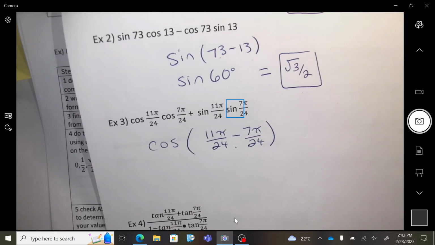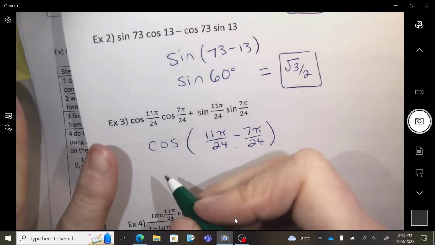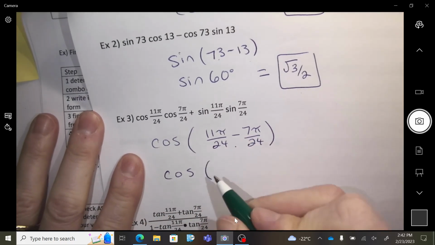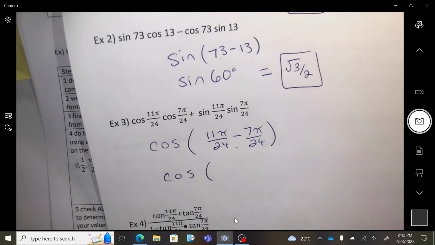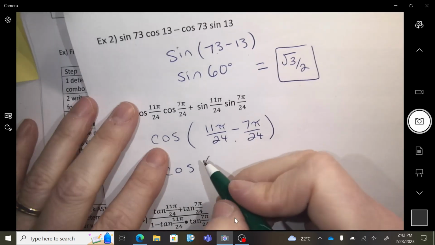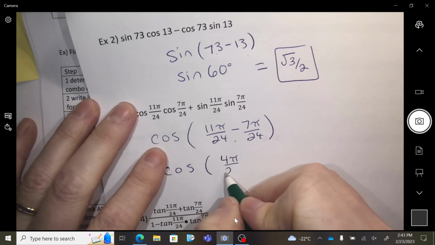Are you scared yet, or is it okay as a fraction? This is still okay? Okay. Can you do 11 subtract 7 on the top then? 4 pi over 24.